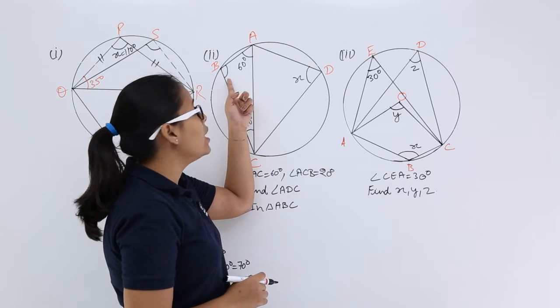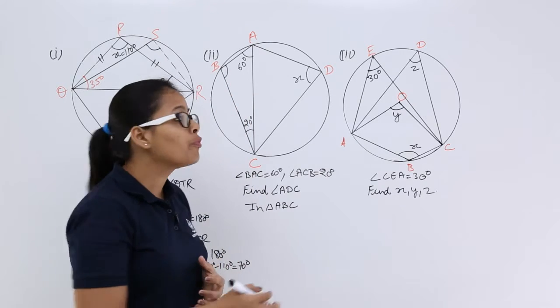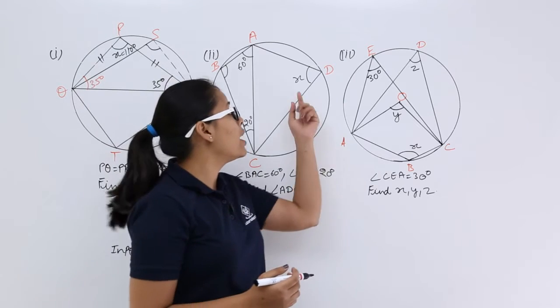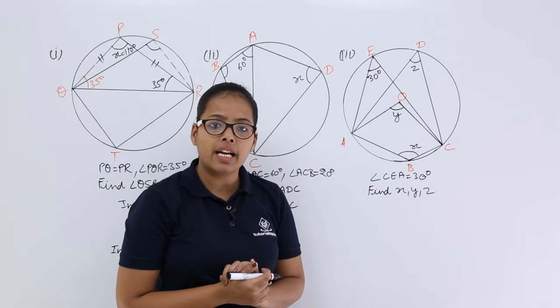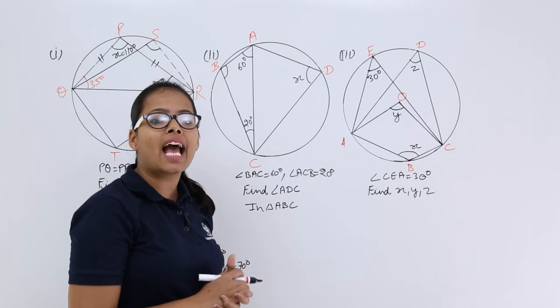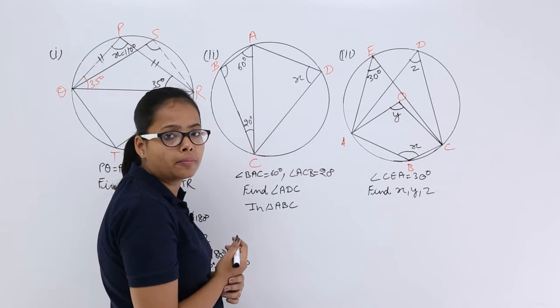If you calculate the value of B, after calculating the value of B, what you'll do? You know that sum of opposite angles will be 180 degree. So from there you can easily calculate angle at D. So that's why I am calculating angle at B, and you can easily calculate angle at B. How? By considering triangle ABC.